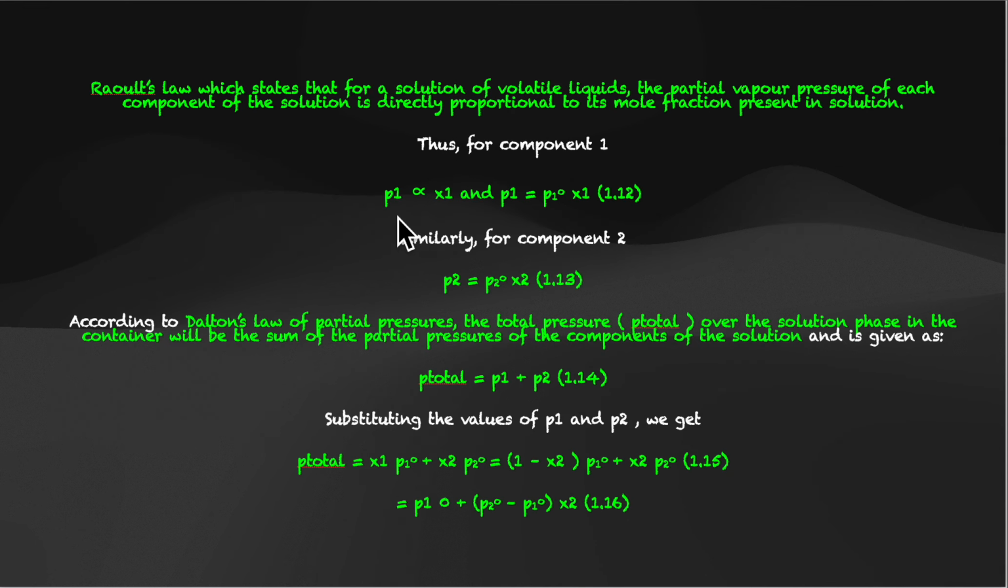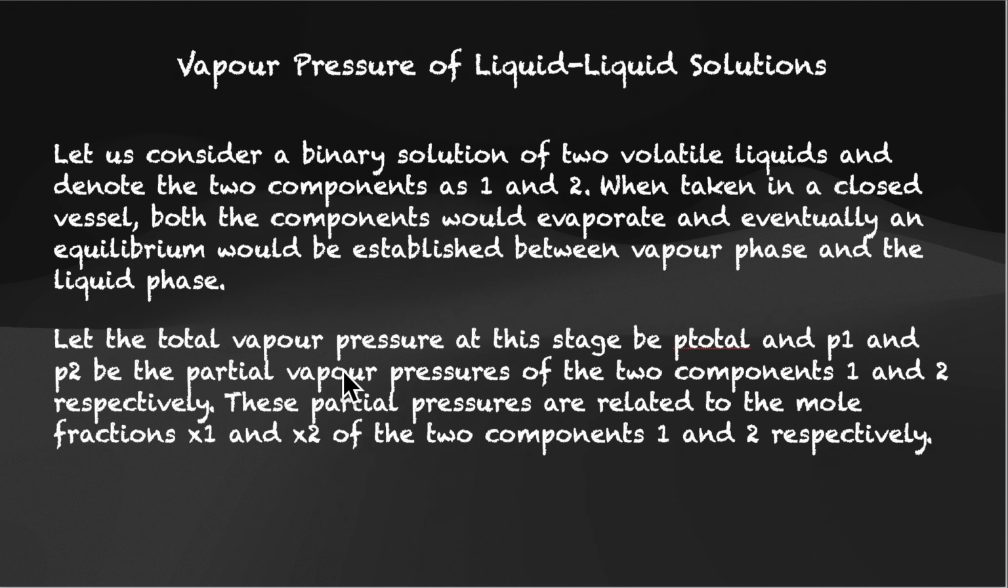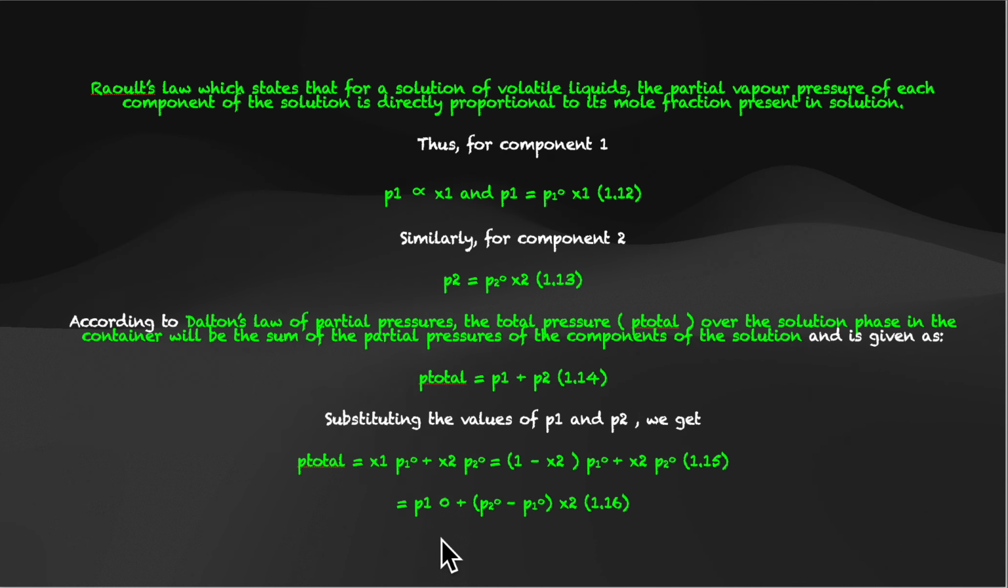See, they have denoted here P1 is the partial vapor pressure of component 1 and P2 is the partial vapor pressure of component 2, and chi1 is the mole fraction of component 1 and chi2 is the mole fraction of component 2, and P total is the total vapor pressure of the solution. Vapor pressure at this stage is basically the equilibrium stage where the vapor phase and liquid phase are at equilibrium.